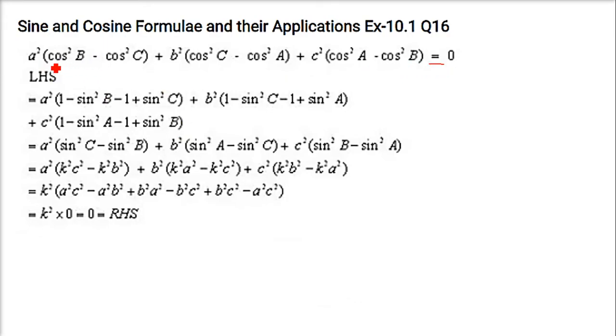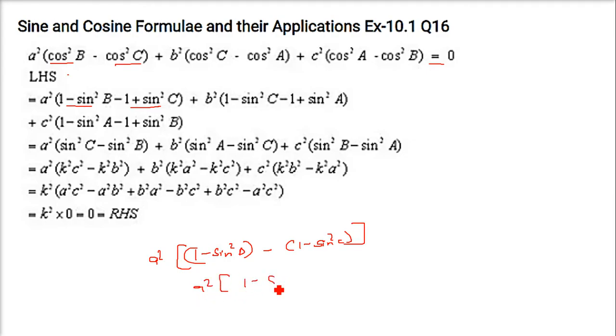And k square was already there outside, and it will get cancelled. Here we have this term to be shown as 0. What we will do? We will take cos square B as 1 minus sine square B, and cos square C as 1 minus sine square C. Let me show you how it happens. So this A square is there. Cos square B can be written as 1 minus sine square B, and here we have cos square C, I can write it as 1 minus sine square C. So you get A square into 1 minus sine square B minus 1 plus sine square C. So 1 gets cancelled, you get sine square C minus sine square B. Similarly here, you get sine square A minus sine square C. Here also you get sine square B minus sine square A.